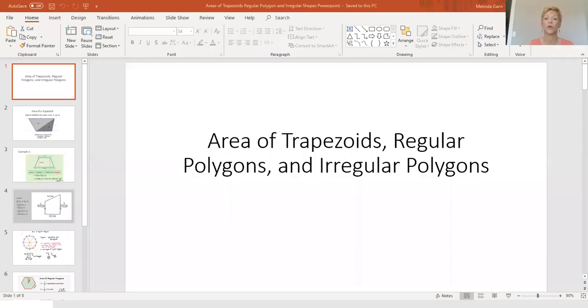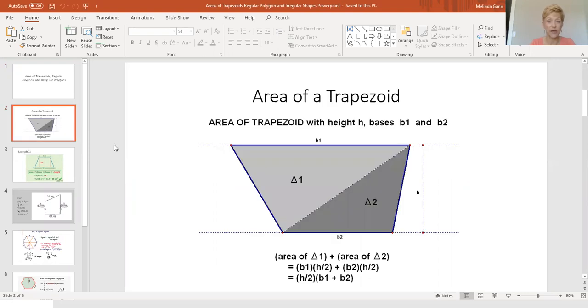All right, so we're going to do trapezoids, regular polygons, and irregular polygons. We're going to do trapezoids first. Now, a preview of coming attractions: a trapezoid is also what you get when you put two triangles together, but triangles that are not congruent. So look what happens when you get that.